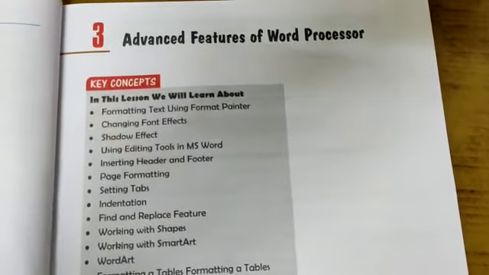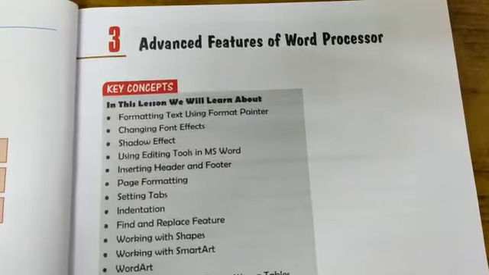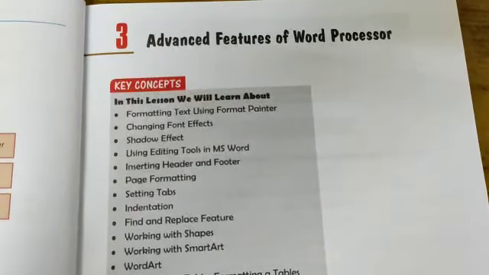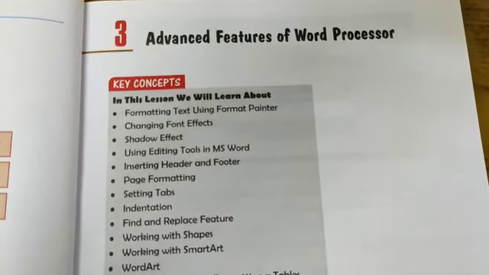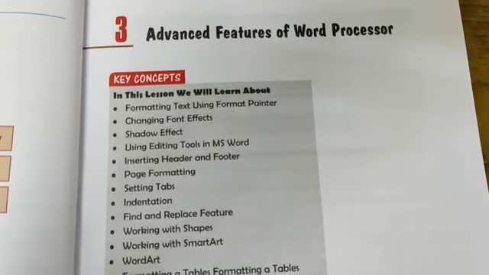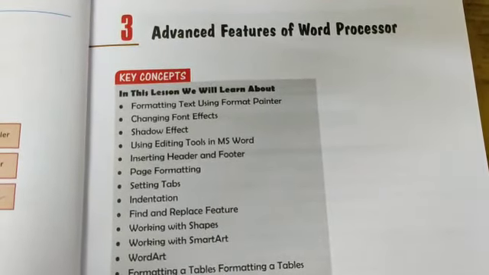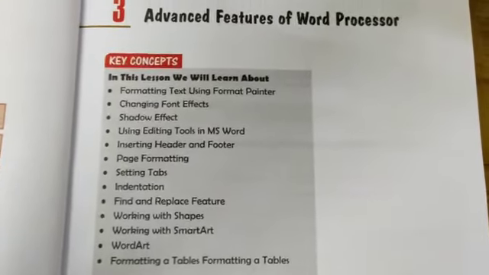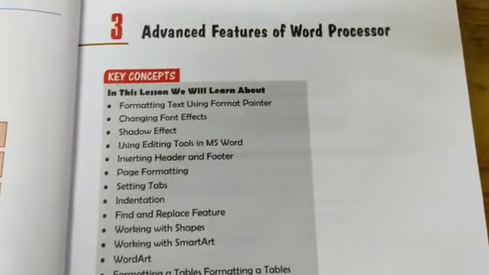Hello children. Today we will be starting with chapter number 3, Advanced Features of Word Processor. Till now we have completed two chapters, chapter 1 and 2. Now we will be starting with Advanced Features of Word Processor. This is page number 23.